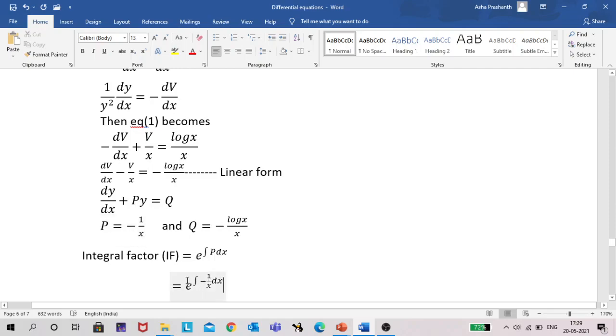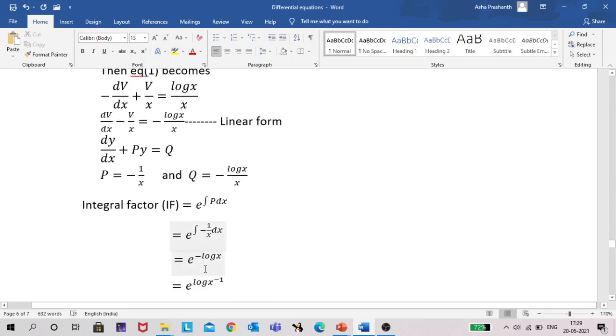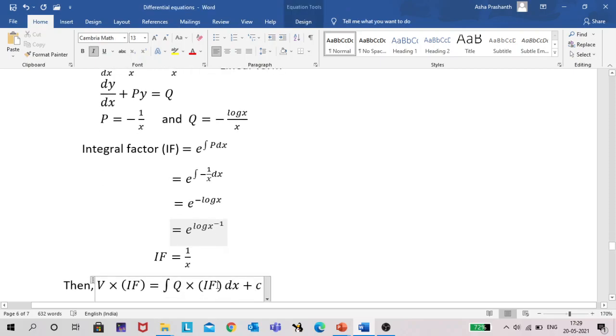So I am taking this minus outside. So 1 over x integration is log x. I want to take this minus as a power. So using the formula a log b can be written as log b to the power of a, this can be written as log of x to the power of minus 1. E to the power of log of f of x is f of x only. Here the f of x value is x to the power of minus 1. So x to the power of minus 1 is nothing but 1 over x. Clear?